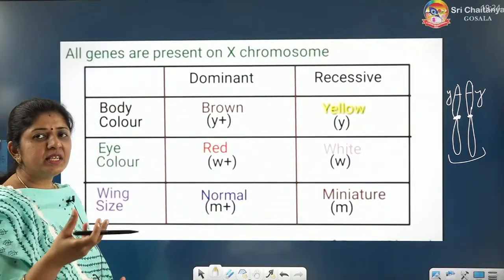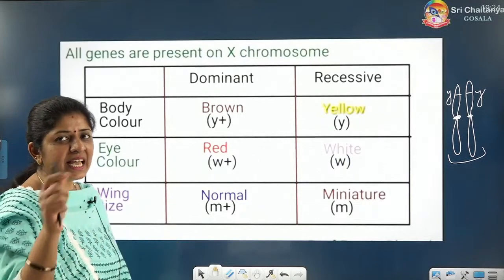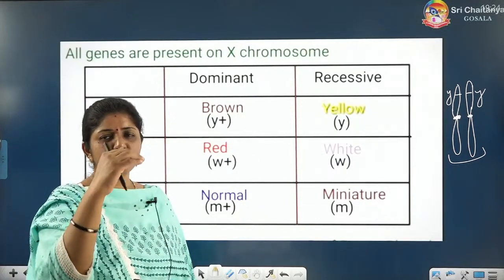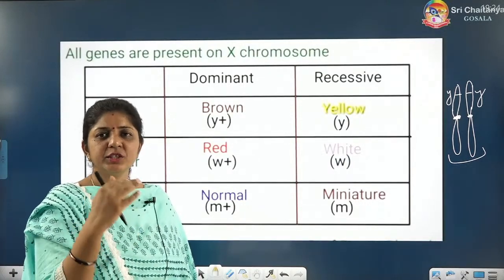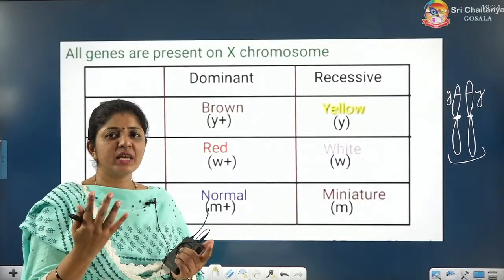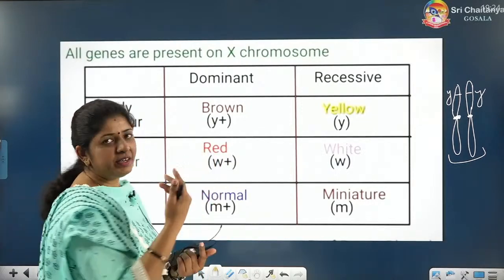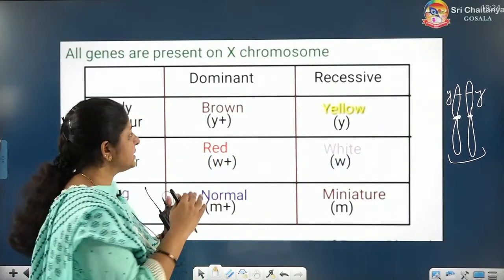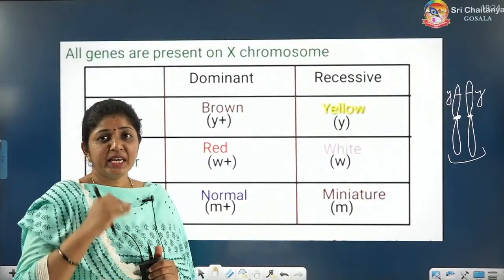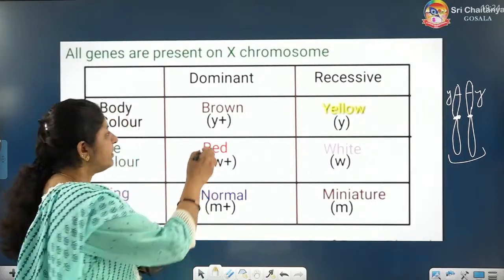Now how to express in a genotype? Genotype means actually on the genes, whether it is a dominant or recessive allele, that is a genotype. Phenotype means outside, how you can visualize an organism. Outside you will see whether it is a yellow colored Drosophila or a brown colored Drosophila. But inside, due to what thing, it will be brown.